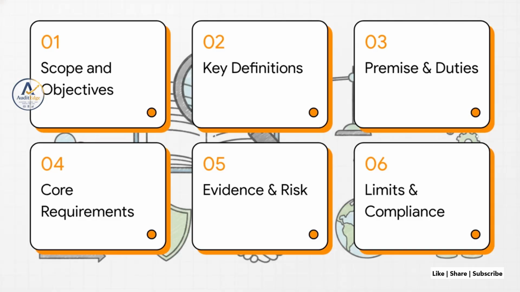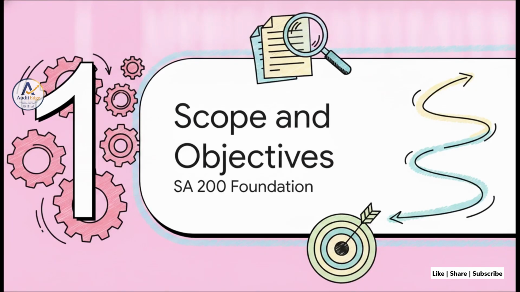Here's our auditor's blueprint for today. We'll be thoroughly covering 6 areas: scope and objectives, key definitions, premise and duties, core requirements, evidence and risk, and finally, limitations and compliance. We're going to cover everything you need to know, line by line. Starting right off with Section 1, Scope and Overall Objectives.